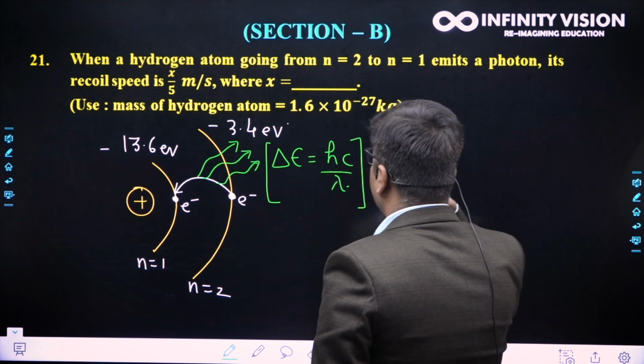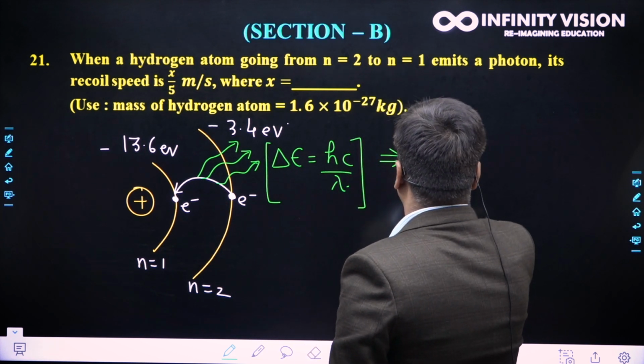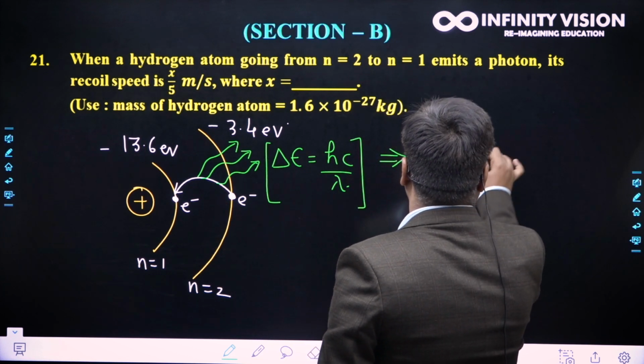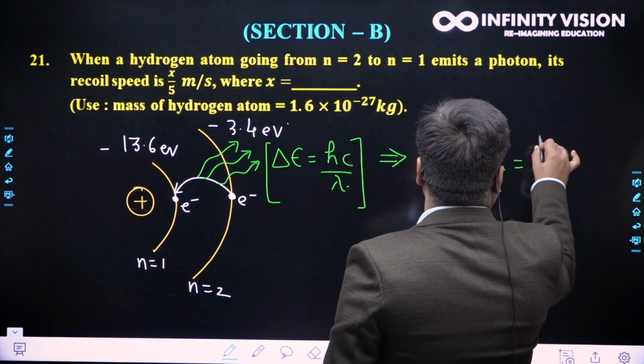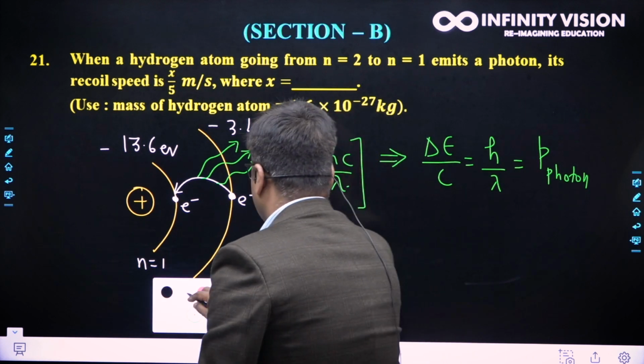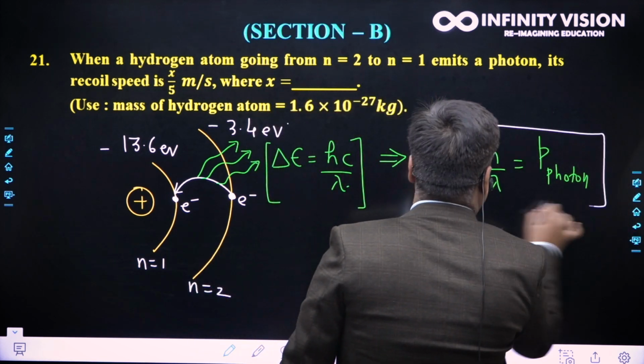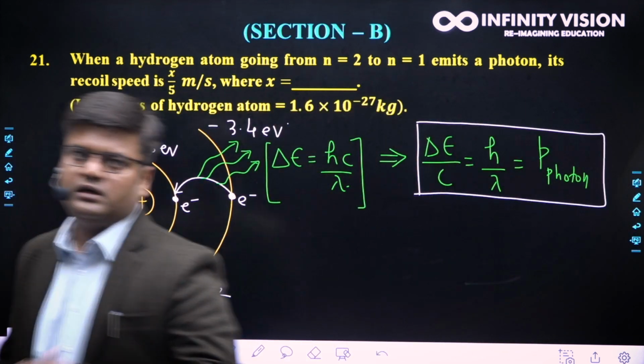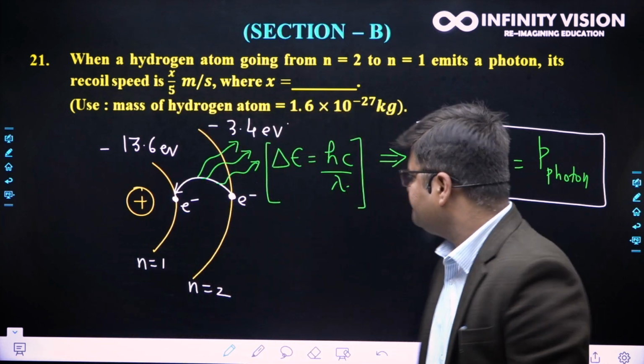So rewriting this expression, we can see h by lambda equals delta E by c, and h by lambda is nothing but the momentum of the photon. This is the de Broglie wavelength, and this is the momentum of the photon. We will be using this expression because the concept of momentum conservation will be applied.